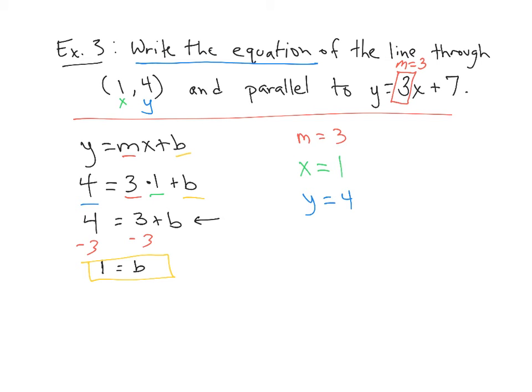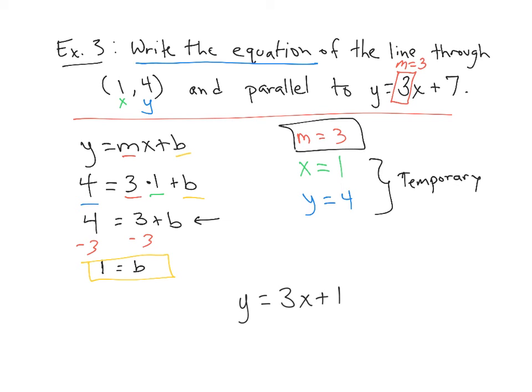Now that I know that b is 1 and my m is 3, I can write my equation of the line: y equals 3x plus 1. Again, I was just temporarily using my x and y in order to help me find the b. So take a look at this because you're about to do it for yourself, a similar example on the last screen. I plugged in my m, and then I temporarily used x and y to find b. And once I have my m and my b, I use those values to write my final equation, y equals 3x plus 1.